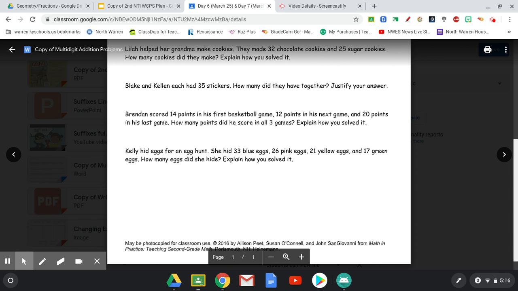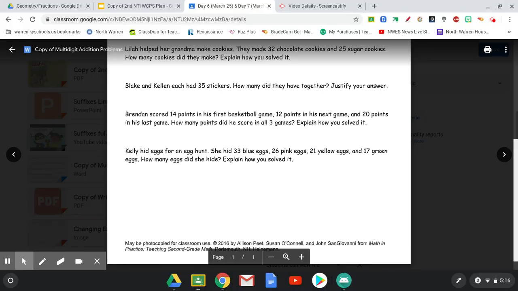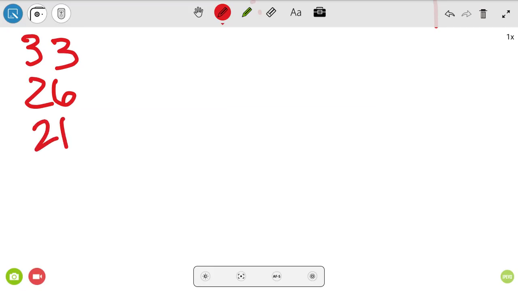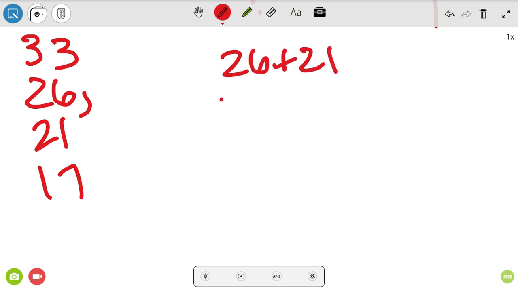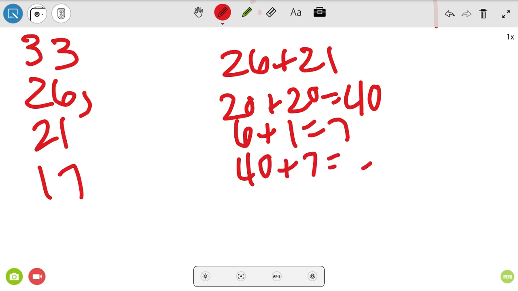So I'm adding 33, 26. Let's see, what else am I adding? 33, 26, 21, 17. So I am going to add these two numbers here because I don't have to regroup. So 26 plus 21. That's 20 plus 20, which is 40, and then 6 plus 1, which is 7. So 40 plus 7 equals 47.